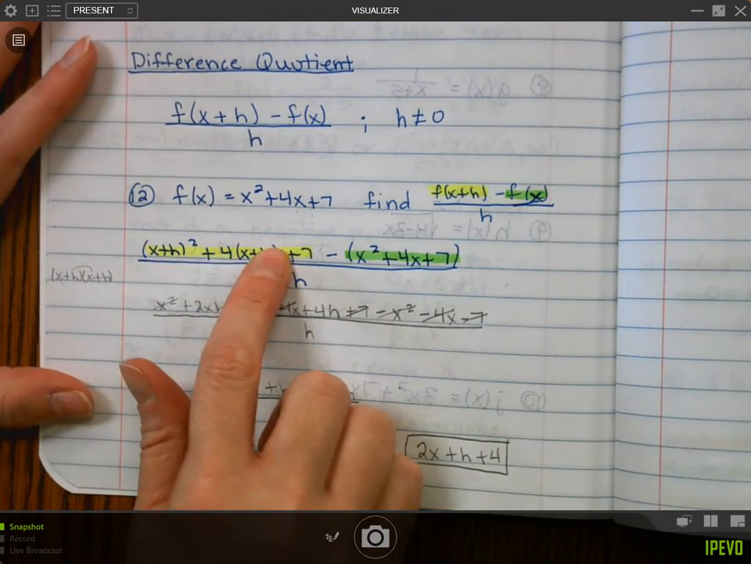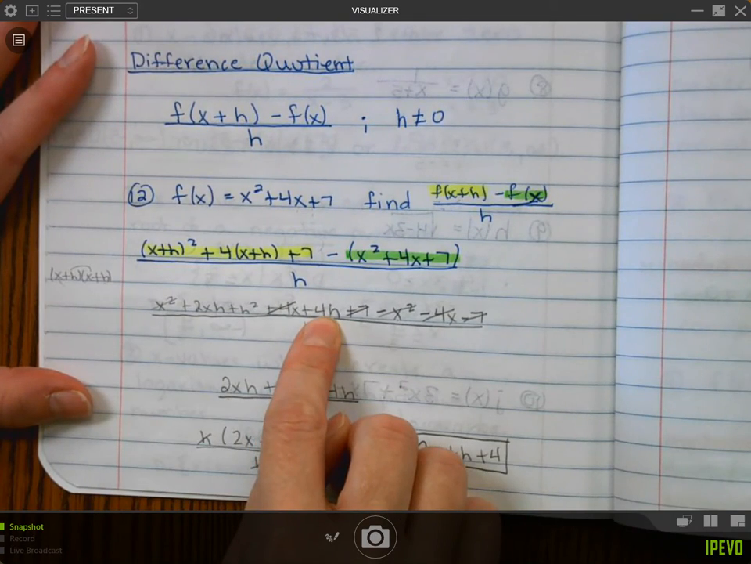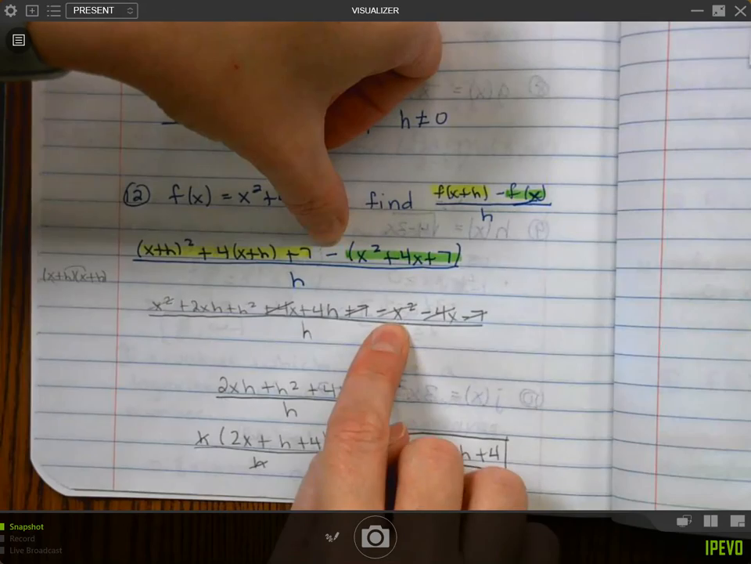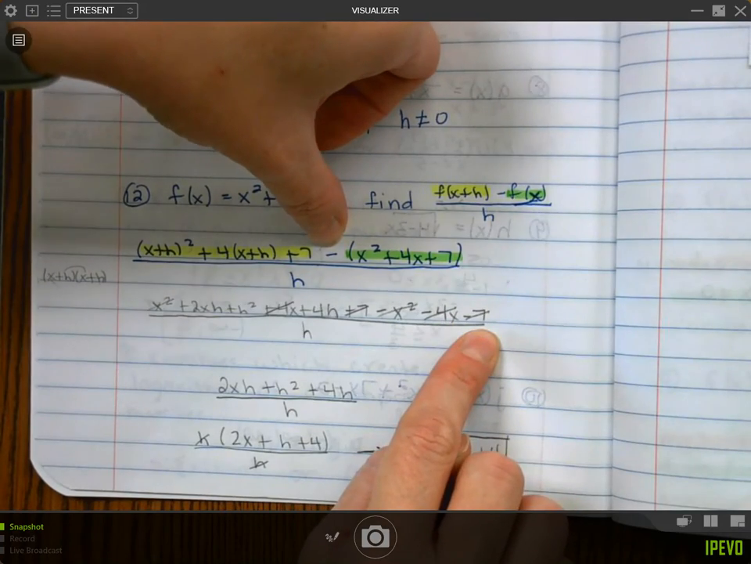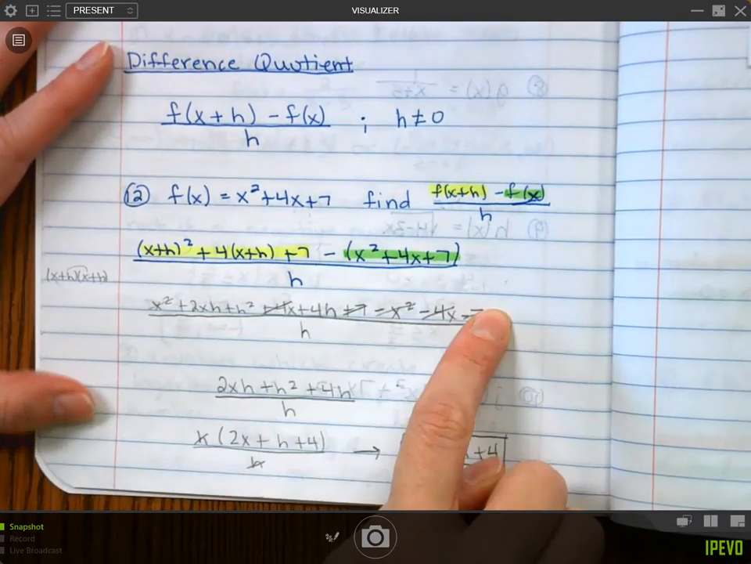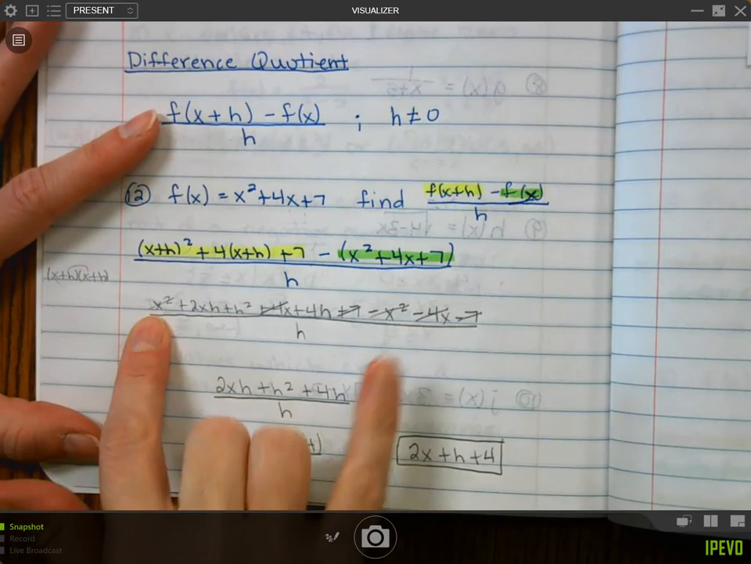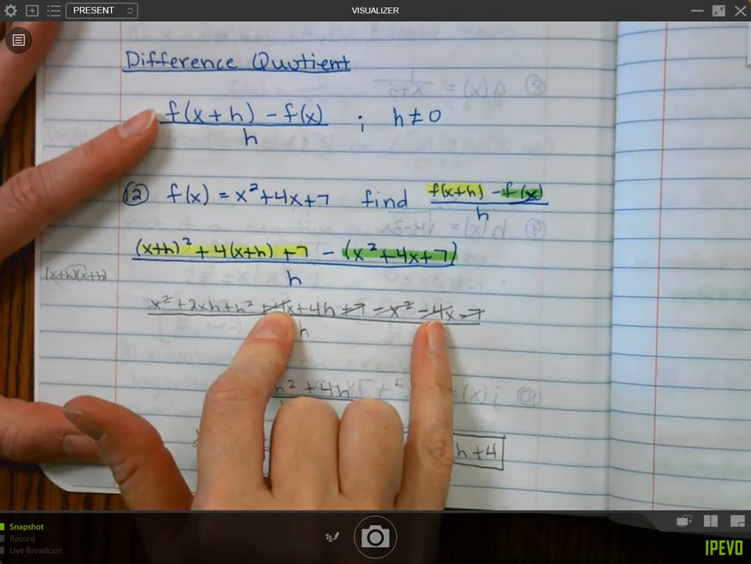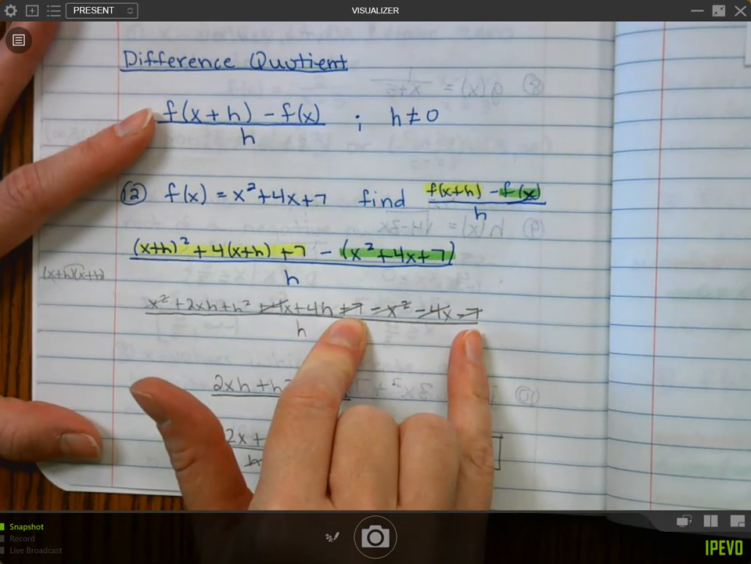We distribute the 4, so we have 4x plus 4h plus 7. Minus has to distribute, so then you have minus x squared minus 4x minus 7. Alright, so then we just combine our like terms. So x squared minus x squared cancels. 4x minus 4x cancels. 7 minus 7 cancels.